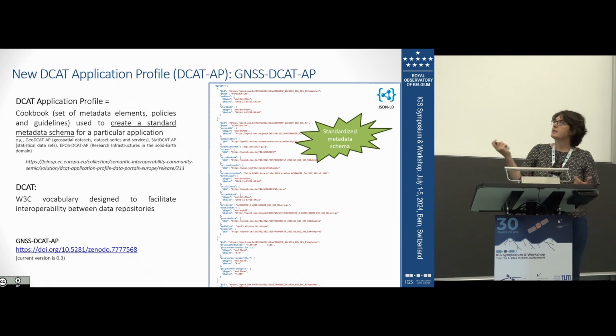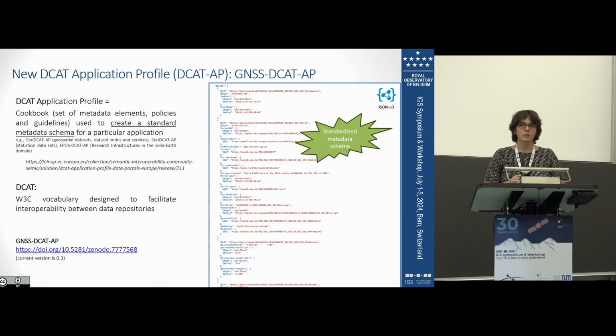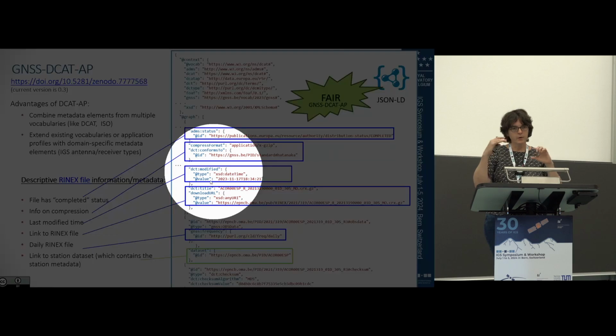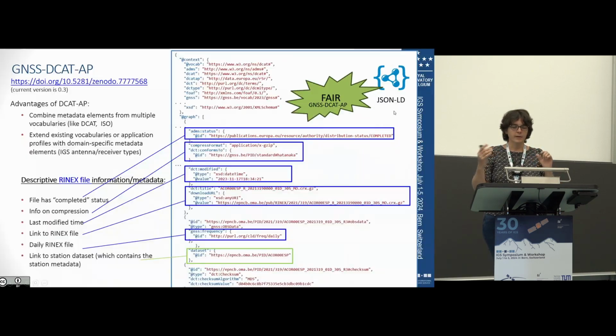And GNSS DCAT-AP is a DCAT application profile. So basically it's a cookbook, a set of metadata elements, policies and guidelines used to create a standard metadata schema for a particular application, in our case GNSS. It is built on DCAT, and DCAT is a W3C vocabulary designed to facilitate interoperability between data repositories. So it's exactly what we are talking about, data repositories.